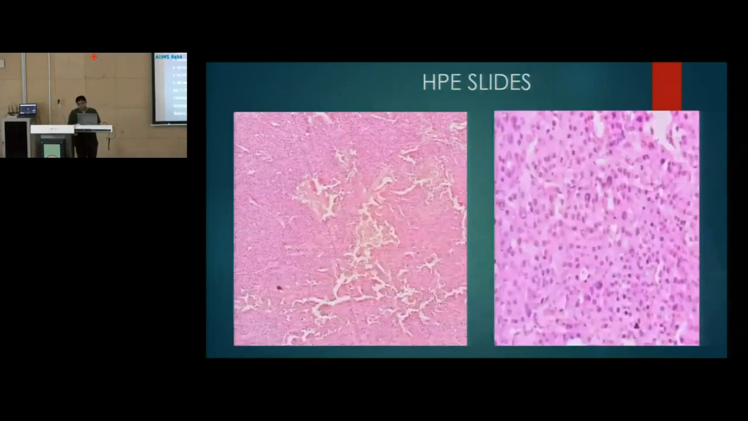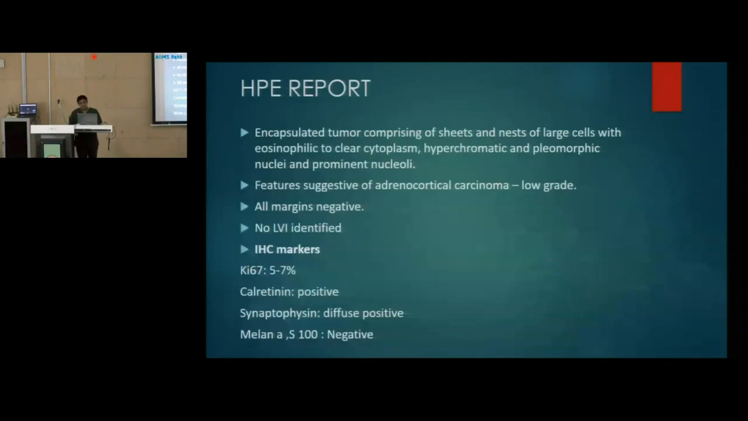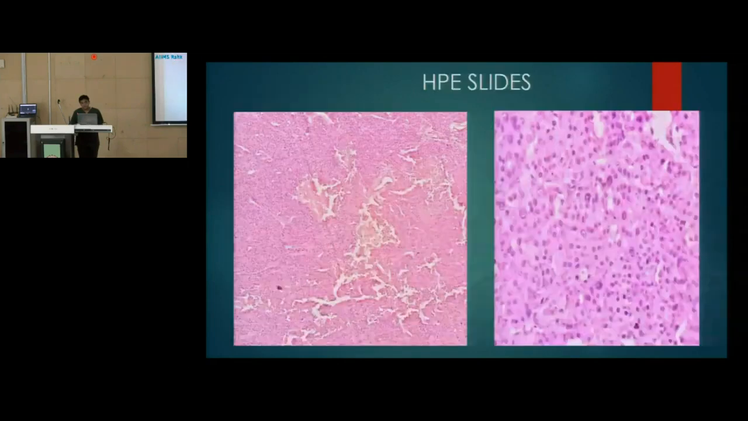Thank you, Dr. Samiksha, for the detailed description of the histopathological report. So, in the HPE report, it was an encapsulated tumor suggestive of adrenocortical carcinoma, low grade. All margins were negative, and there was no lymphovascular invasion identified. On IHC marker, Ki67 was 5 to 7%, suggestive of low grade disease.